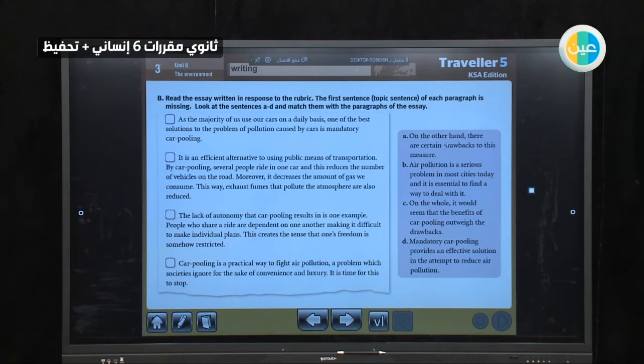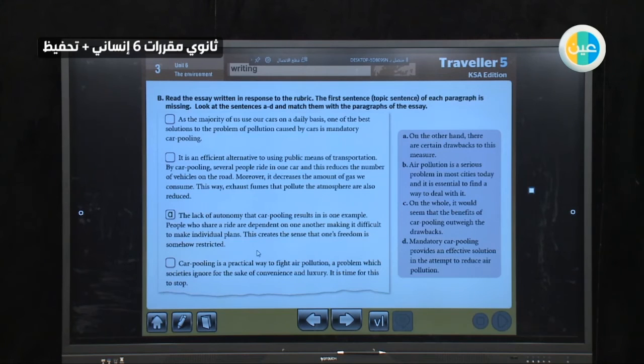Number 1 here. On the other hand, there are certain drawbacks to this measure. What do we mean by drawbacks? Drawbacks. On the other hand, so it's something against what is mentioned before. Drawbacks means obstacles, problems. Okay? So where is this sentence? Is it in the first, second, third, or fourth paragraph? Here he is talking about the problems, obstacles. Where did we talk about obstacles and problems? Which paragraph? Yes, here. Here we talked about the problem, lack of autonomy, and one's freedom is somehow restricted.